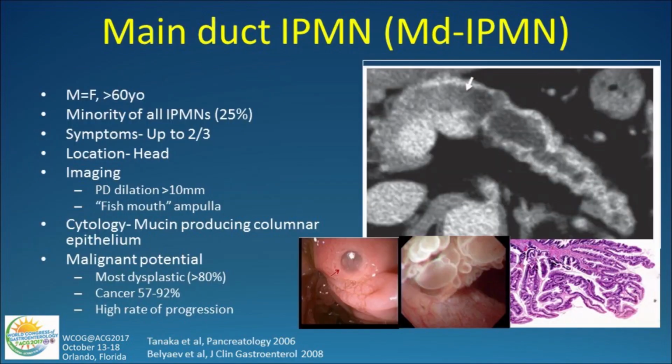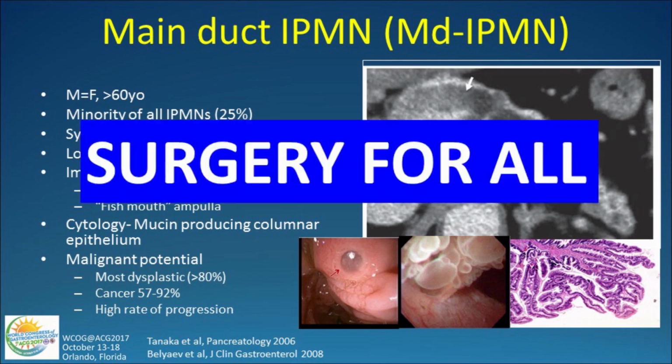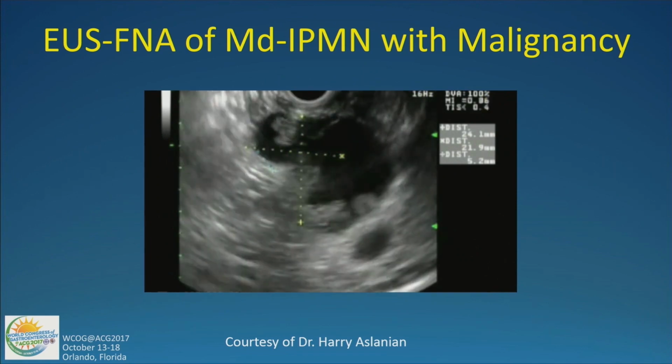So in terms of malignant potential and natural history, main duct IPMNs are going to be the minority of IPMN lesions that you see. Most patients are going to be symptomatic, and the telltale signs are on cross-sectional imaging. You see a very dilated pancreatic duct, and often on endoscopy, you see a gaping or fish mouth ampulla that's extruding mucin. Again, I want to reiterate, these have a very high likelihood of either harboring malignancy at the time of diagnosis or progressing to cancer. Therefore, we would recommend surgery for all main duct IPMNs.